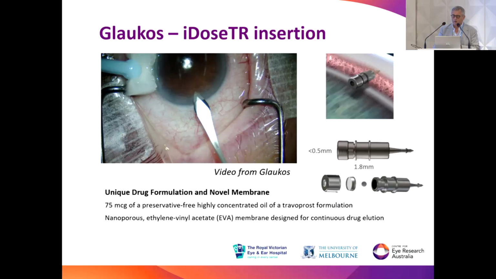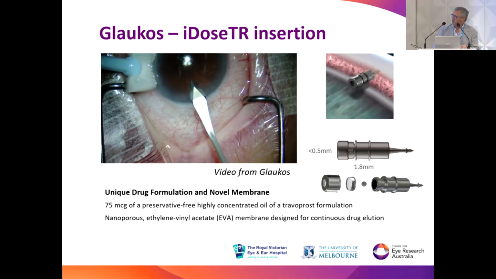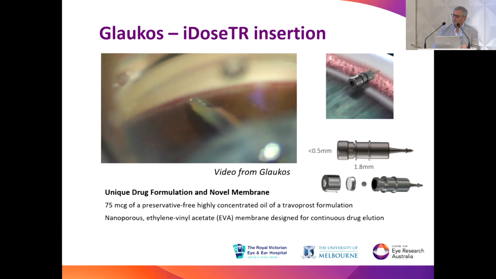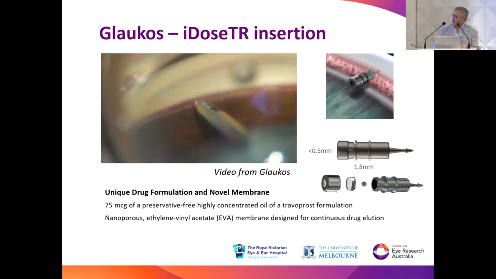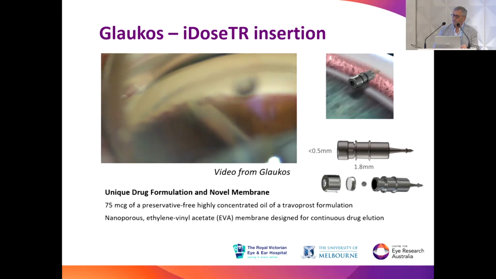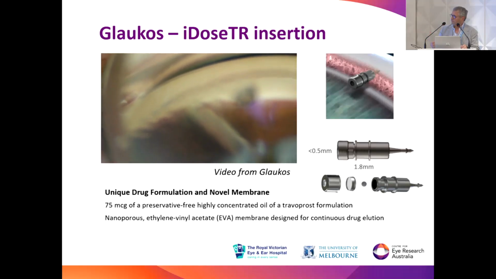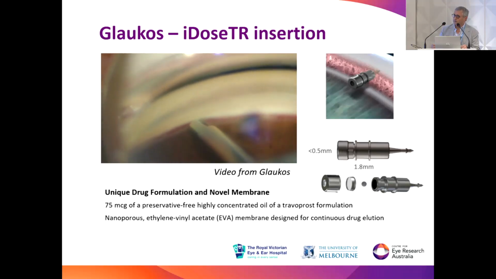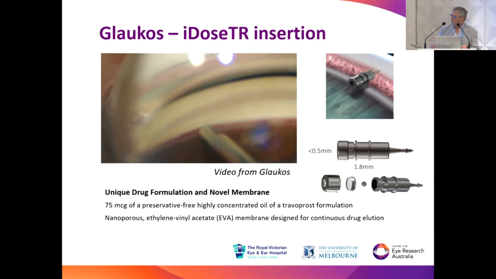Finally, of course, there is the Glaukos iDose TR, which is a kind of very different device, and I'll show you the video of that. This is courtesy of Glaukos, but it's certainly much more an operative intervention. This can't be done in the office. The others can be done in the office. And it has this proprietary release system and a form of travoprost, which is not used as a drop. It's in an oil form with a membrane.